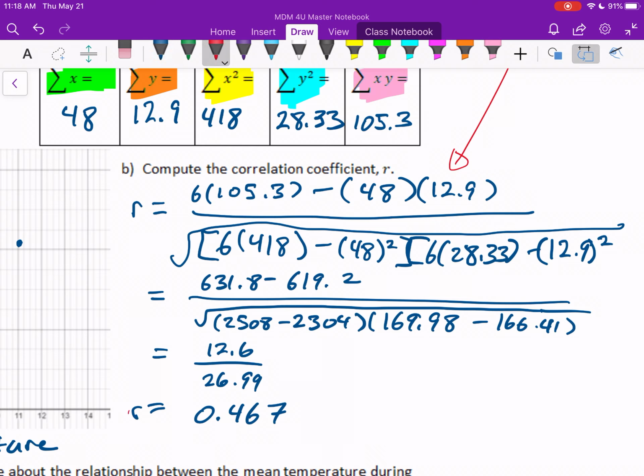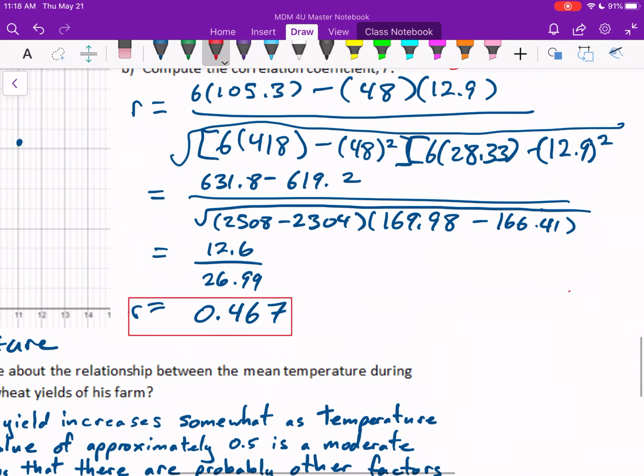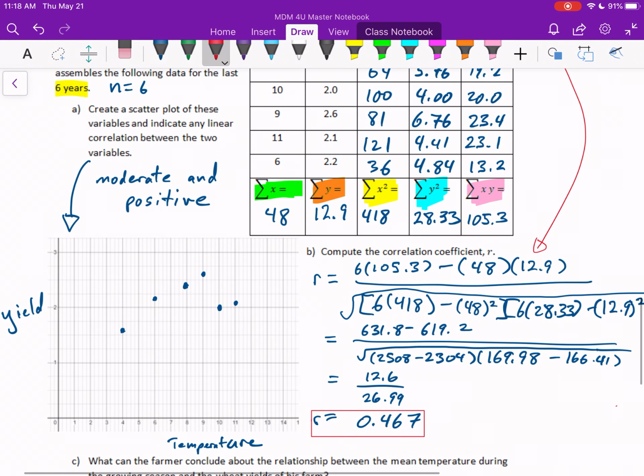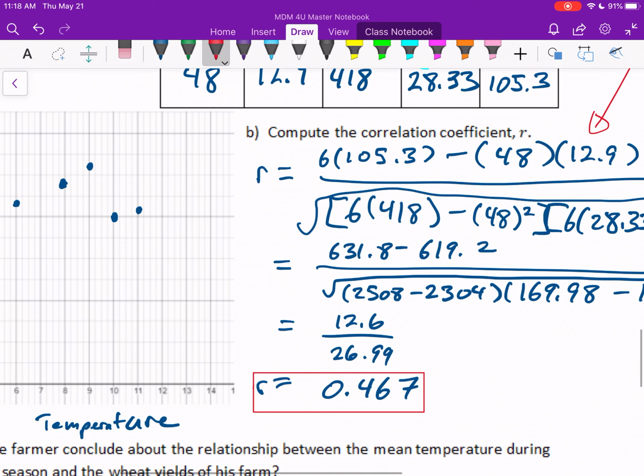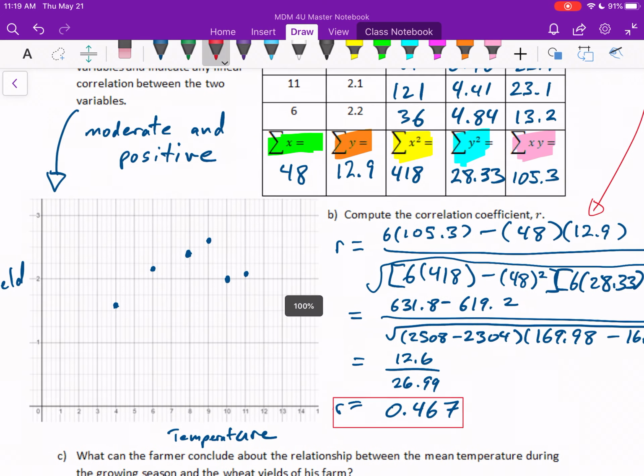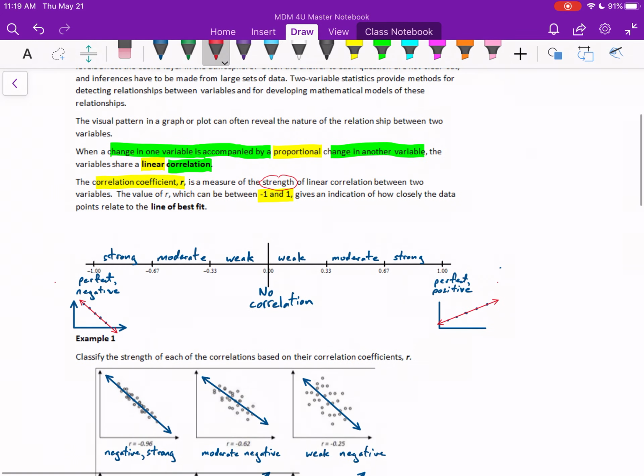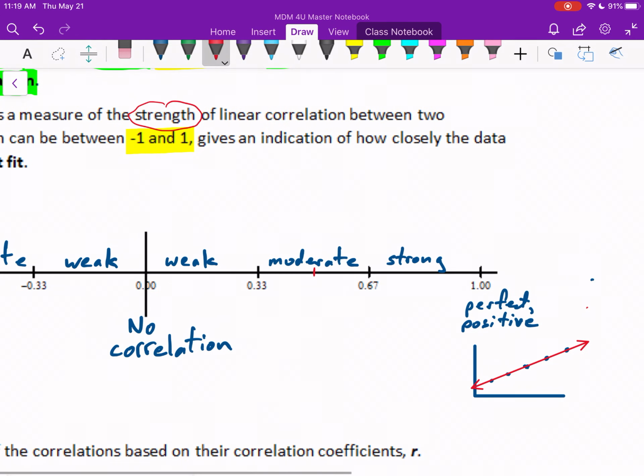So a lot of work, all right? But now we have confirmation, because when we looked at the graph, I suggested it was moderate and positive. Definitely moderate. Definitely positive. And the r value I got was positive. And moderate is 0.46, which is close to about 0.5. So going back to our scale here, it came in about here, doesn't it? Right about in the middle of moderate.